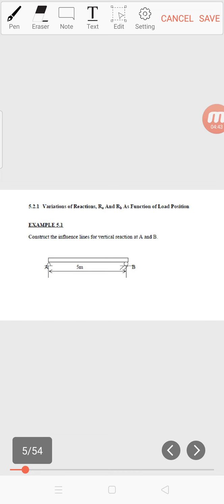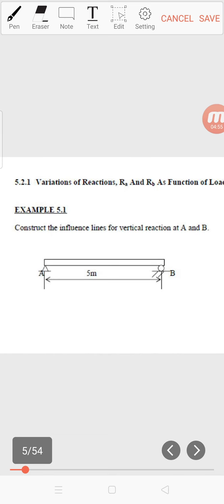Variation of reaction RA and RB as function of load position. So this example 5.1 will teach you how to construct the influence line for vertical reaction at A and B. Now we have a beam 5 meters long, simply supported with pin support at A and roller support at B.